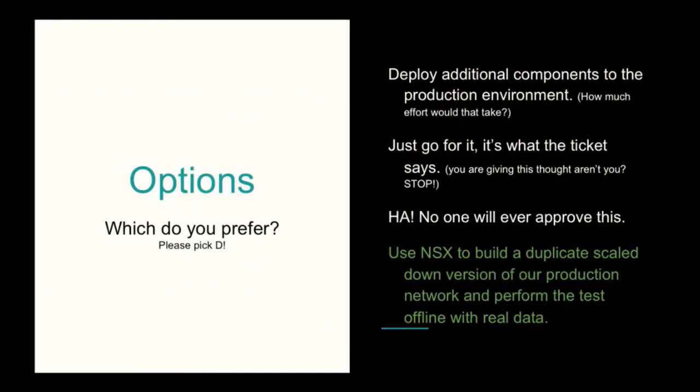So you have some options. You can deploy that additional infrastructure. You can just go for the upgrade one night. I'm sure it'll work. No one's going to approve this, so why even worry about the upgrade? And then the last one is just use NSX. Use virtualization to redeploy the entire infrastructure. It could be on a small scale or a large scale. So we'll get into what that's going to look like.